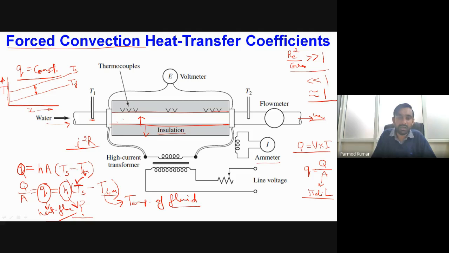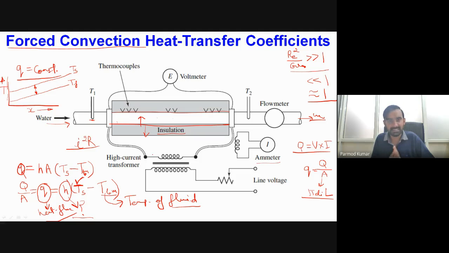Okay, so now if we have the other situation, where we maintain the surface temperature at some constant value and allow the fluid to flow through it, then obviously we have to measure the temperature of the fluid at different axial locations along the length of the pipe, and corresponding to that we can determine the value of the local heat transfer coefficient.